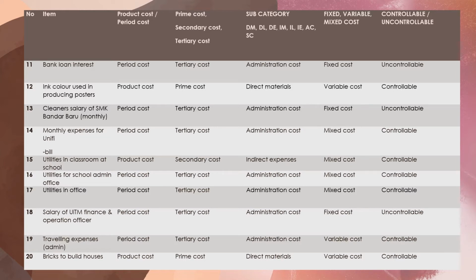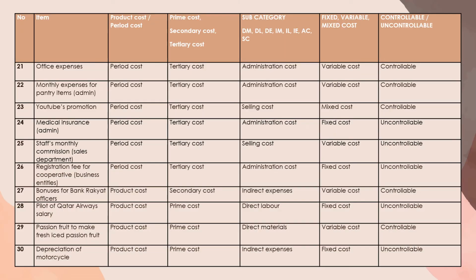Bricks to build houses, product cost, prime cost, direct materials, variable cost, and controllable. Office expenses and monthly expenses for pantry items for admin, period cost, tertiary cost, administration cost, variable cost, and controllable. YouTube promotion, period cost, tertiary cost, selling cost, mixed cost, controllable.